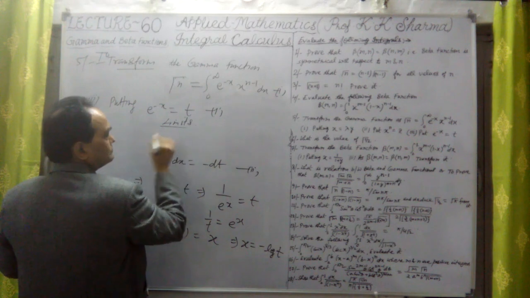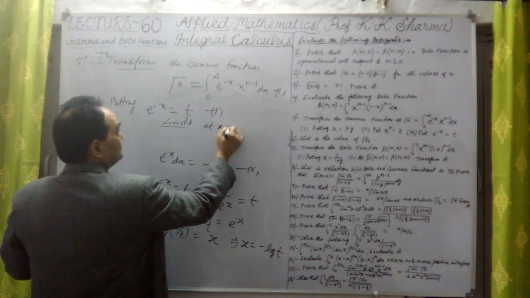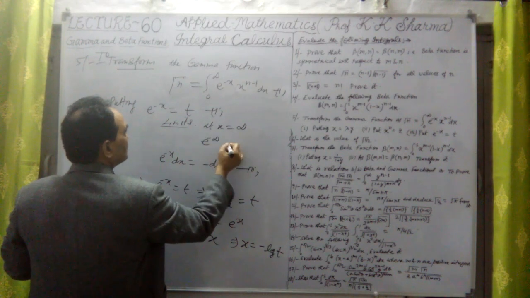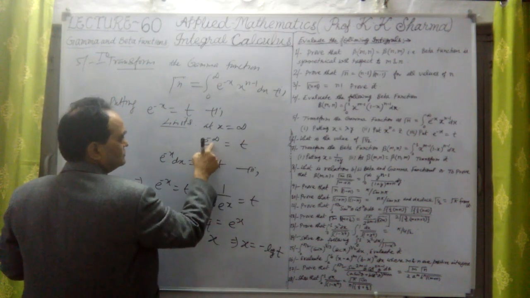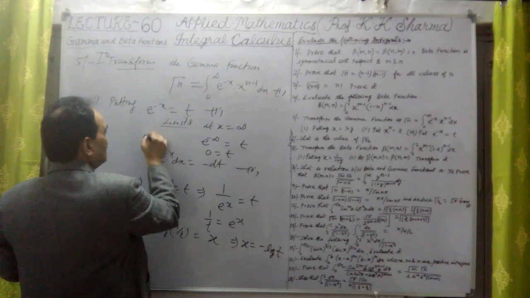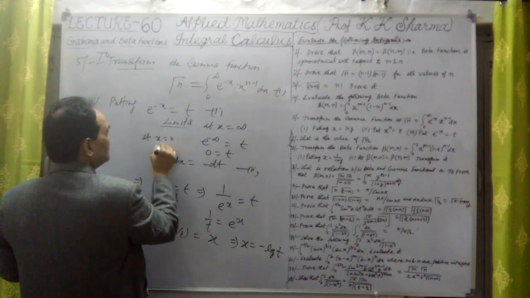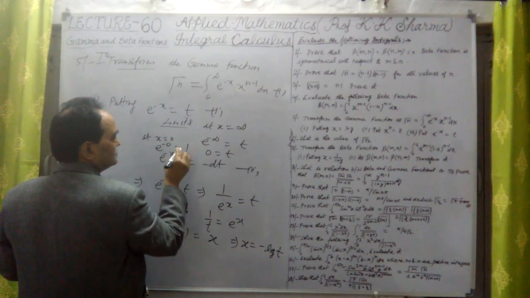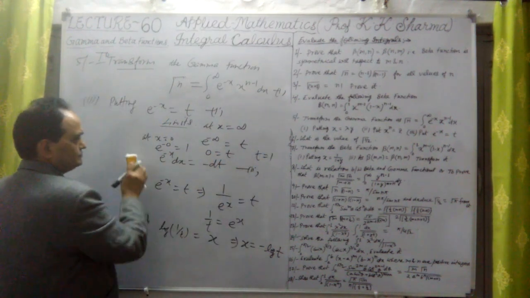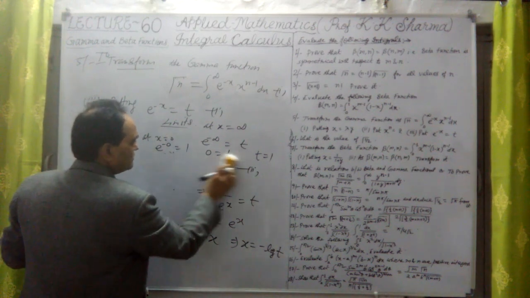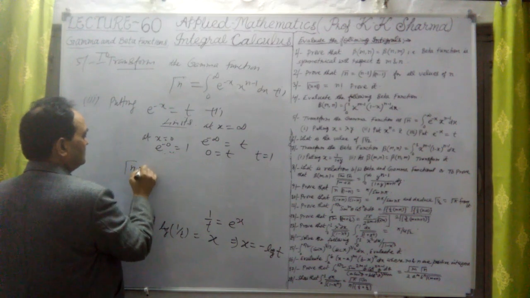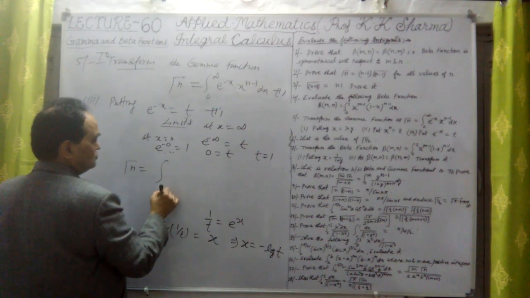Now let me take the limits also. What are the limits here? At x equal to infinity, e to the power minus infinity is equal to t, this is 0, so t equals 0. At x equal to 0, e to the power 0 equals 1, so t equals 1. Let me write here the limits. Therefore gamma n is equal to the integral with limits 1 to 0.